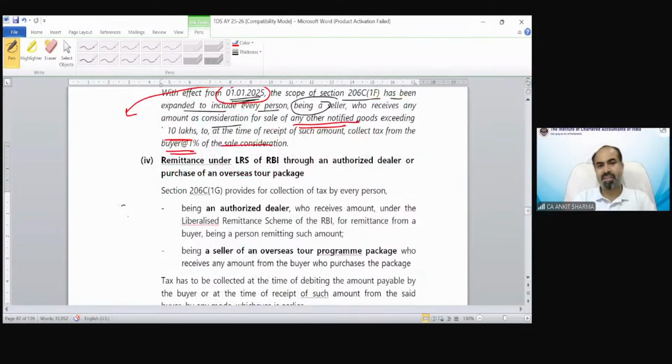The next case is remittance under LRS of RBI through an authorized dealer or purchase of an overseas tour package. Let me see any queries there.